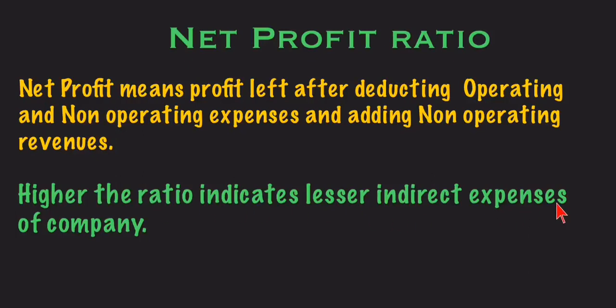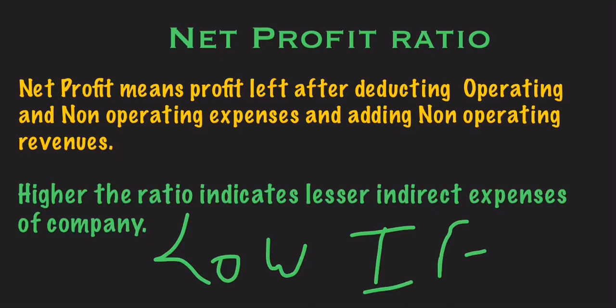Higher ratio indicates lesser indirect expenses of the company. Clear logic? If the net profit ratio is high, that means the company's indirect expenses are very low, and low indirect expenses indicate more profitability for the company. That's why a higher ratio indicates lesser indirect expenses, which is always better. Okay, so that is net profit ratio.